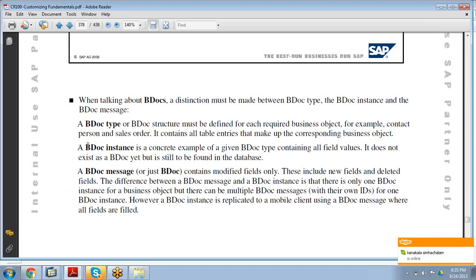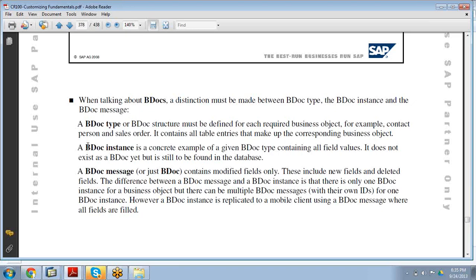Then we also have something called BDoc message. BDoc message is only for the modified fields. So remember: instance, type and message. Type is the total business object related information, all entries, all changes together, how many times you have done everything, will be there in a BDoc type.